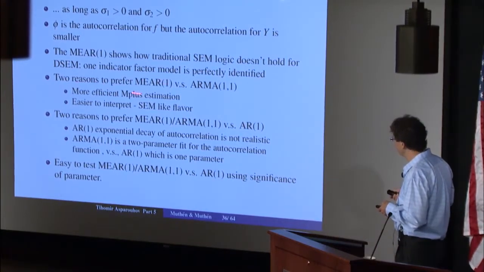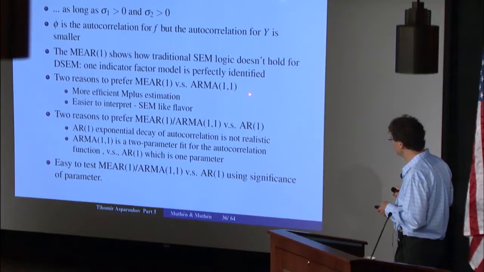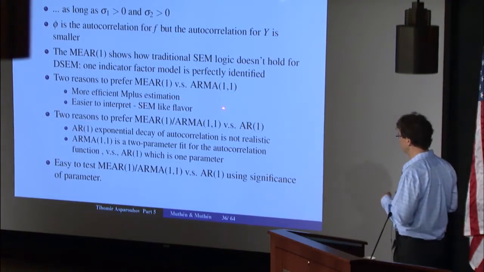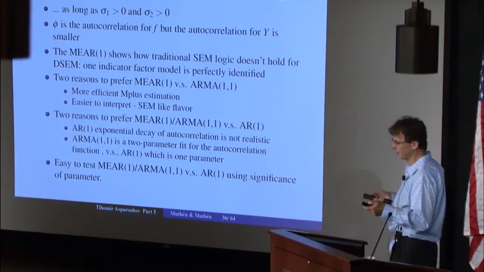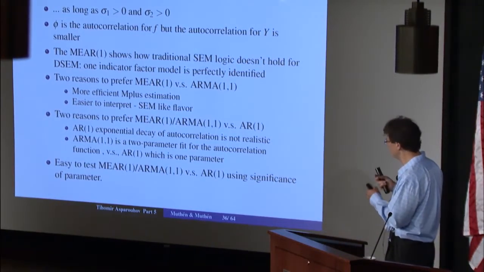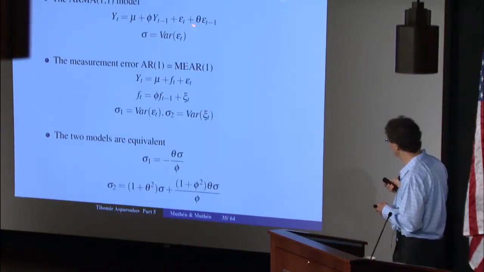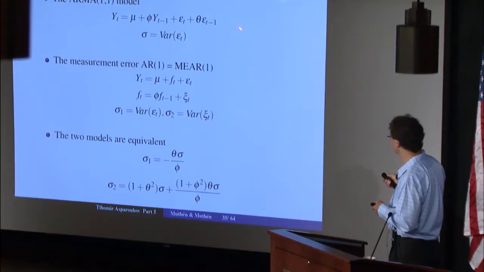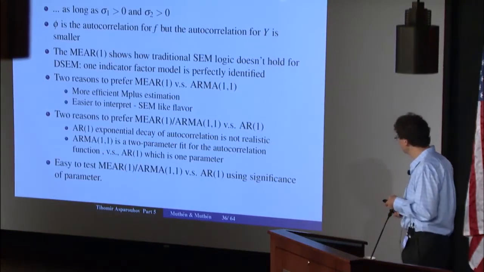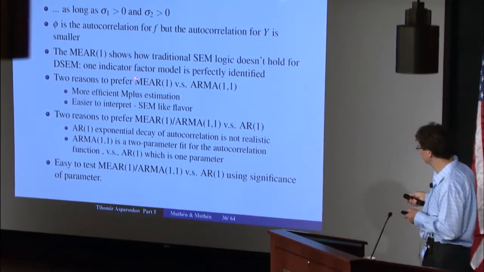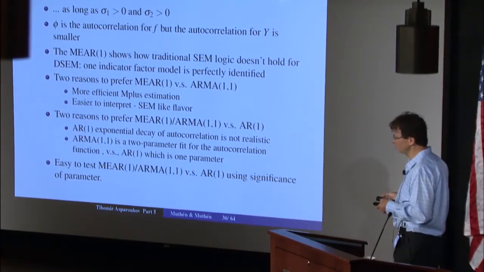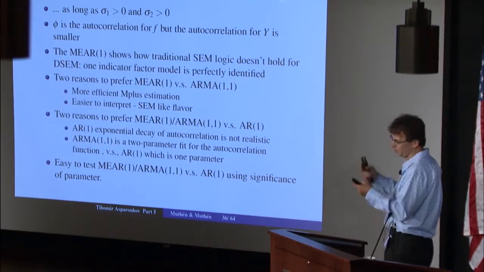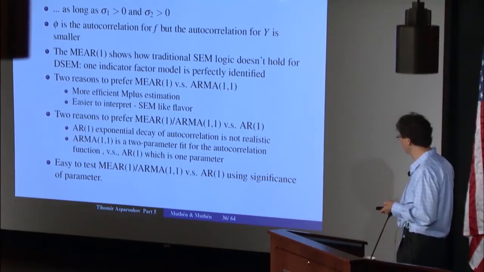There are 2 reasons to prefer the MEAR1 model versus the ARMA 1.1 model. In Mplus, it's a more efficient estimation for that model. The ARMA 1.1 model, as Bengt showed you yesterday, requires fixing of residuals to 0. You basically have to set up these residuals as factors, and then in addition to that, you have to introduce another factor with 0 variance. So the Mplus estimation of the MEAR1 model is more efficient. The MEAR1 model is also easier to interpret from a SEM perspective. You have just measurement error, with standard measurement error interpretations.